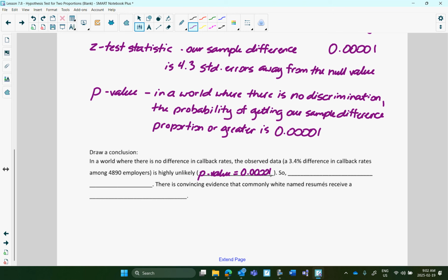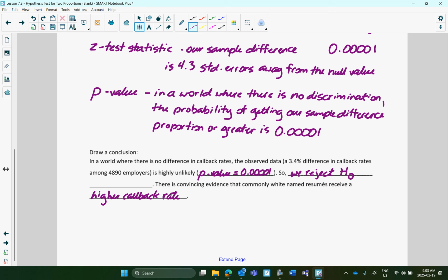So we reject H0. I'm just going to shorten that. I know I left more space. But we reject H0. We reject the null hypothesis and state there is convincing evidence that commonly white name resumes receive a higher callback. And then they're saying that because of that there is discrimination.